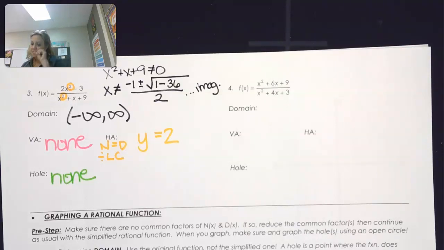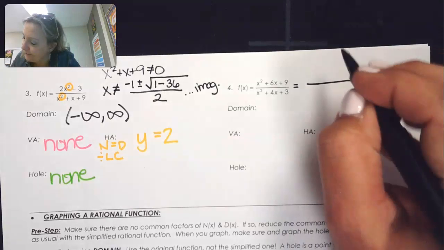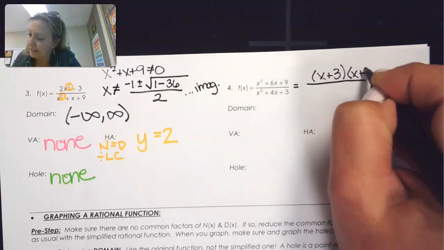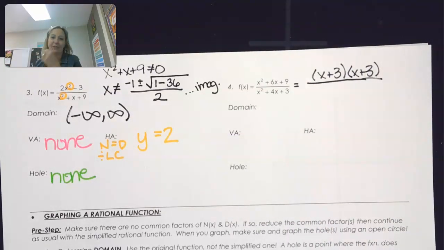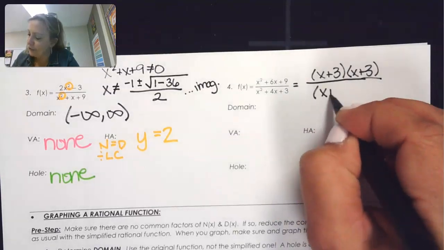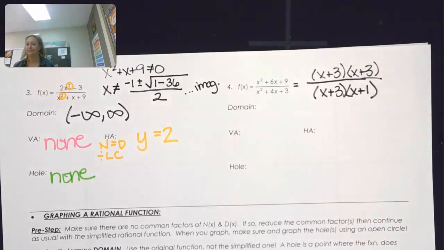f of x equals x squared plus 6x plus 9 over x squared plus 4x plus 3. Oh, these can be factored. So let's do that. Now the numerator can factor as x plus 3 quantity squared, but just because I know what's going to happen, I'm going to rewrite it as x plus 3 times x plus 3. And in the denominator, I'm going to factor, and I have x plus 3 times x plus 1.